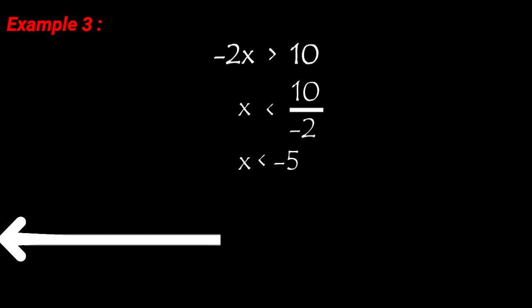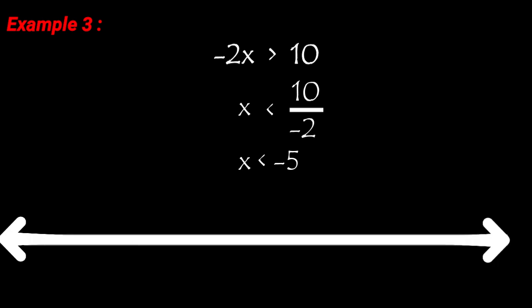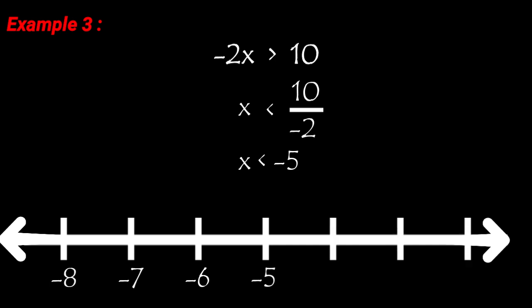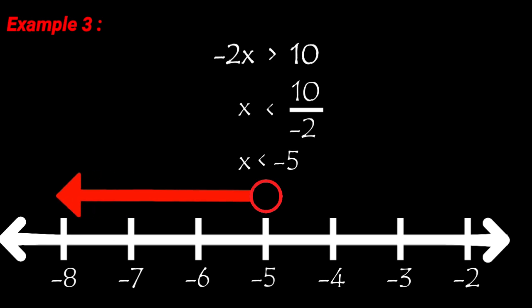And therefore, to represent it on a number line, as negative 5 is the number we are interested in, we place it in the center of the number line, and the 3 values to the left of it will be negative 6, negative 7, and negative 8, and the other 3 values to the right of negative 5 will be negative 4, negative 3, and negative 2. For this inequality, we have to draw a circle on top of negative 5 without shading it and point it towards the left-hand side, and these are the values of x that it can possibly be.